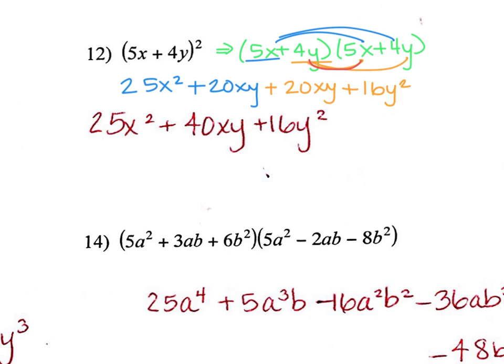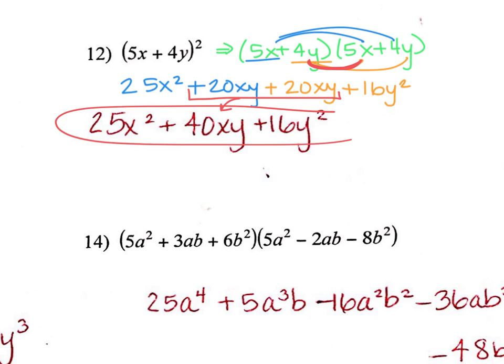Again, when I do this right here, I write xy instead of yx, just so that everything's in the correct order. The only thing left to do is combine like terms, and only these middle terms combine to give me 40. That's how I'm getting my final answer right here.